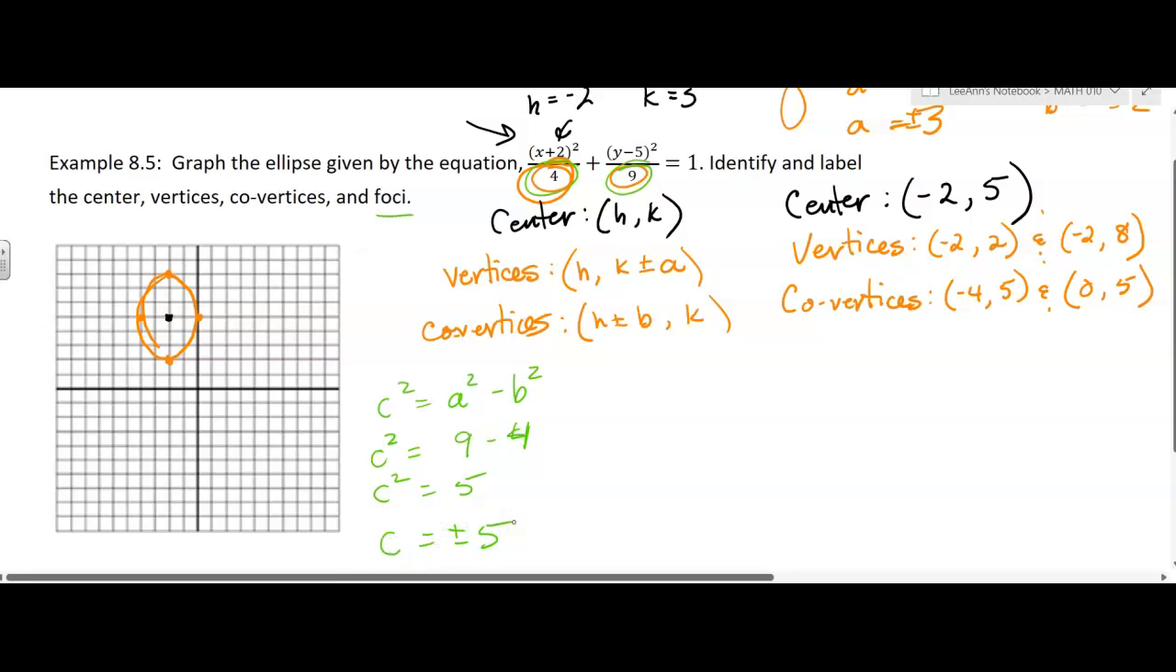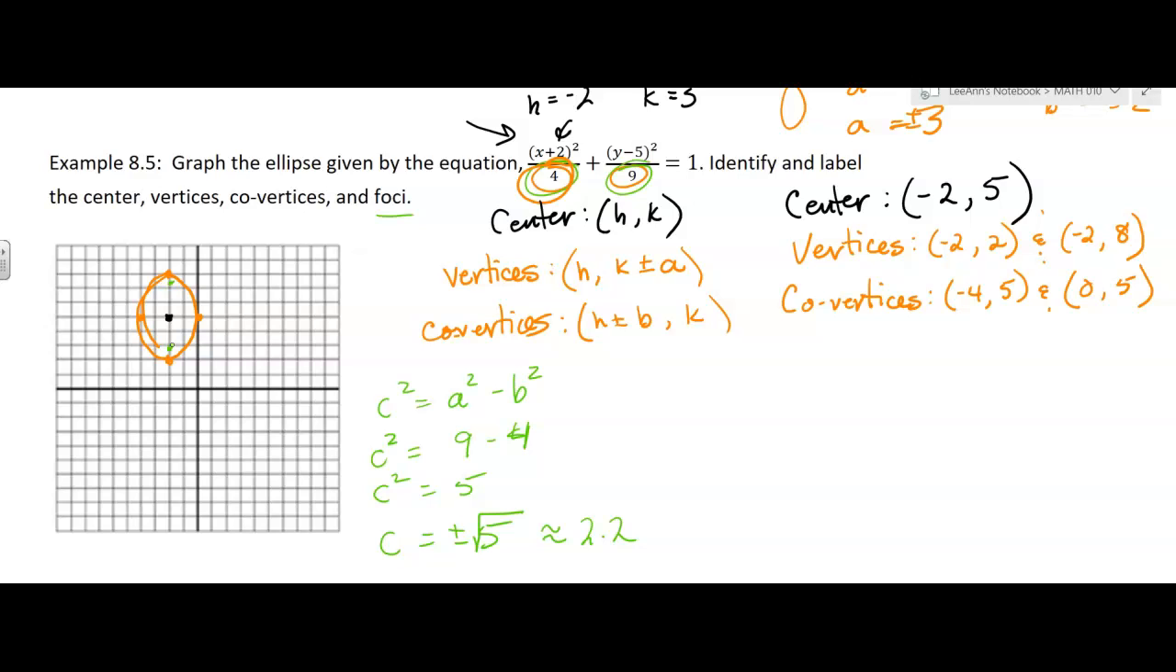And remember, that's going to be plus or minus the square root of 5, which is approximately, what's the square root of 5? Turn on my calculator. Square root of 5, I want to say it's like 2.6. Nope, 2.2. It's about 2.2. So you're going from the center, you're going 2 and a little bit, down 2 and a little bit, and those are not points on the ellipse, but those are the foci.